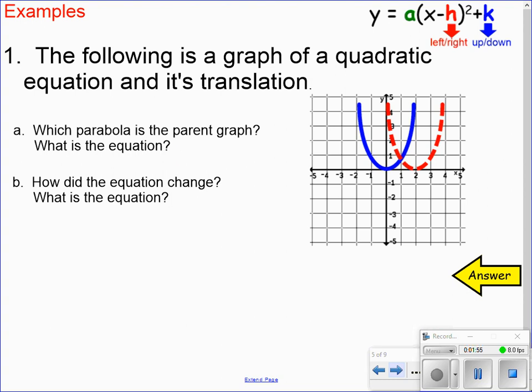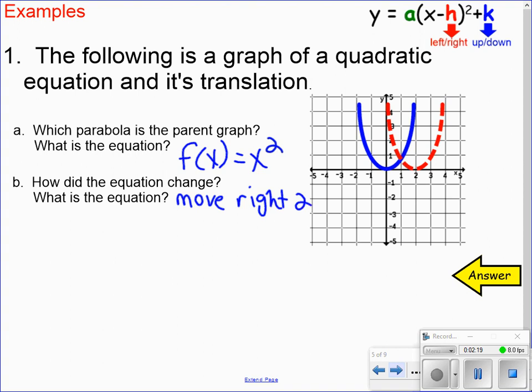Remember that our parent graph is going to be f of x equals x squared. This is the equation of every parent graph of a quadratic function. This is how it starts. Now, how did this change? The change is that it moved to the left 2. So it moved left, no, it moved right, my bad. It moved to the right 2.